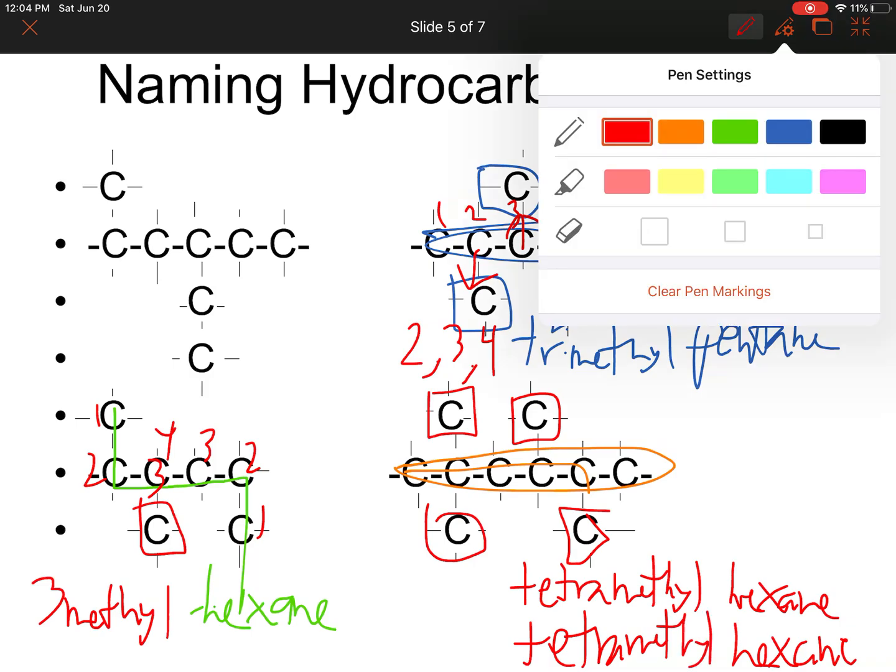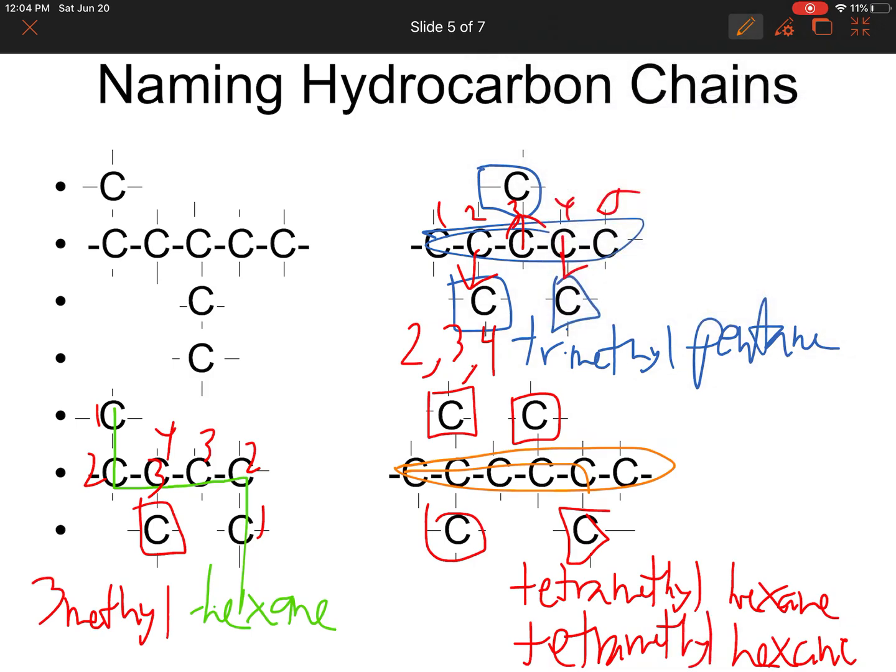Okay, let's number it. 1, 2, 3, 4, 5, 6. So, where is it off of? Well, there's a 2. Guys, because it's tetra, it means we have 4 numbers. 2, also the same number 2, the 4, and the 5.